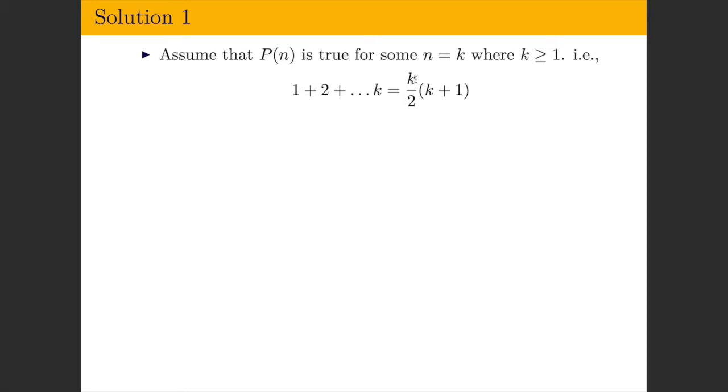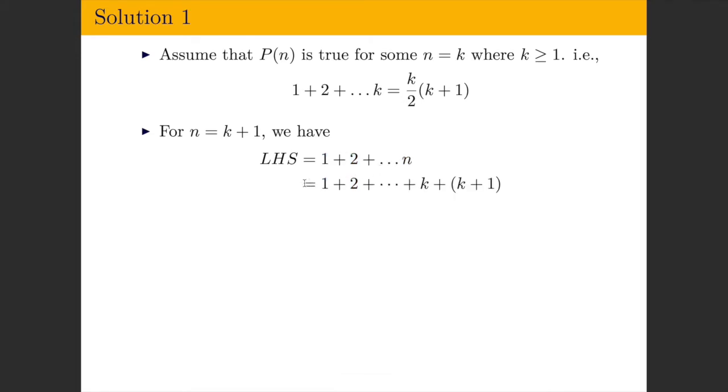So now, what is our goal here? Well, now we're going to look at the proposition when n equals k plus 1. When n equals k plus 1, what we have is the left-hand side of the proposition. Remember, the left-hand side of the proposition was the sum of the first n numbers.